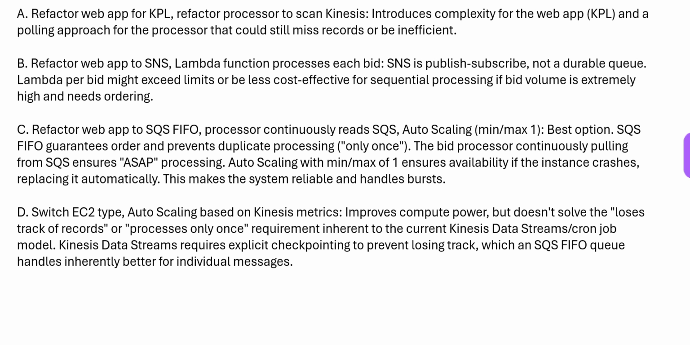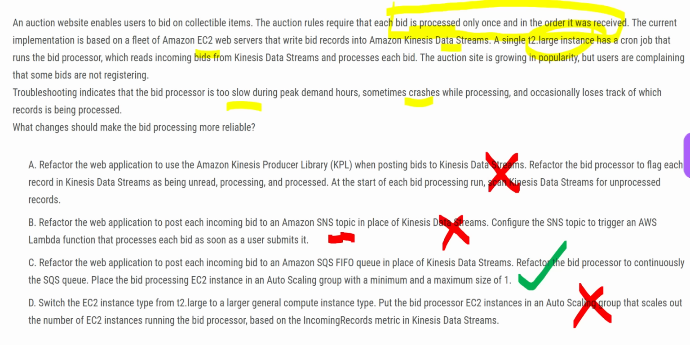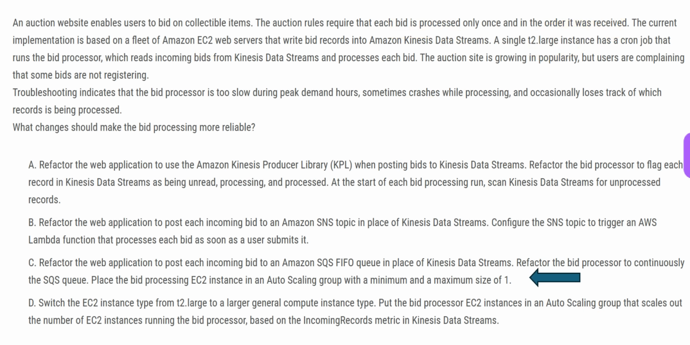Like I say, here you have to use a thumb rule. Thumb rule is whenever you see it should be processed only once and in the same order, you have to look for SQS. So option C is our answer, where we will use SQS FIFO. FIFO means first in, first out. So that will help you maintain the order it was received. That solves the problem. And you are refactoring the bid processor to continuously read the SQS queue. So with SQS queue, you will never miss a message. None of the data is lost.